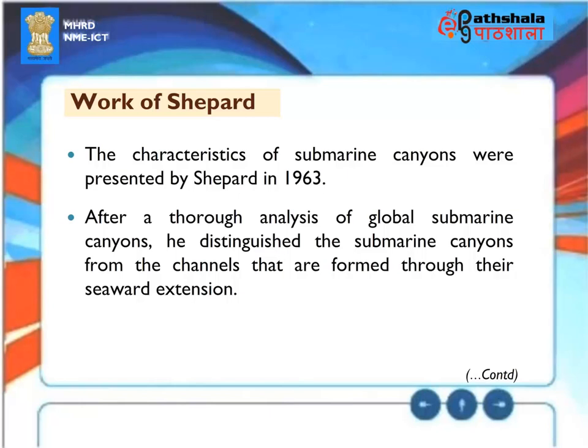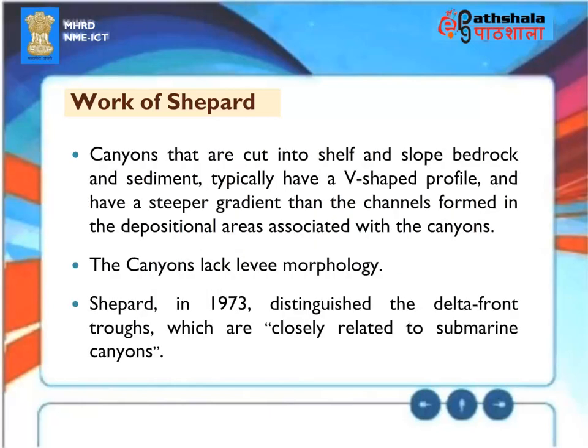After a thorough analysis of global submarine canyons, he distinguished the submarine canyons from the channels that are formed through their seaward extension. Canyons that are cut into shelf and slope bedrock and sediment typically have a V-shaped profile and have a steeper gradient than the channels formed in the depositional areas associated with the canyons. The canyons lack levee morphology. Shepard in 1973 distinguished the delta front troughs, which are closely related to submarine canyons.